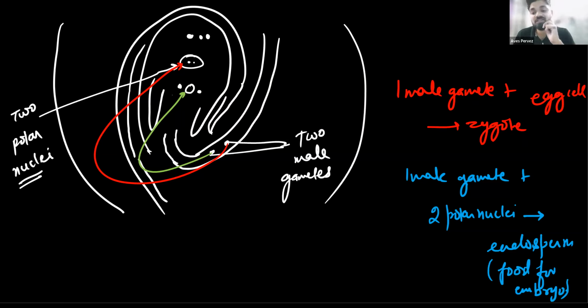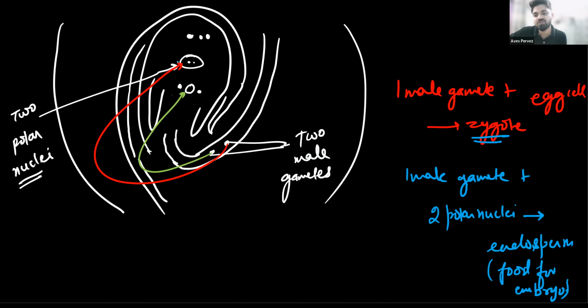So you can check here that one pollen grain gives rise to 2 male gametes. One male gamete fuses with the egg cell and it forms zygote, and zygote further results in the formation of embryo. Understood? Yes, sir. And another male gamete fuses with the polar nuclei.